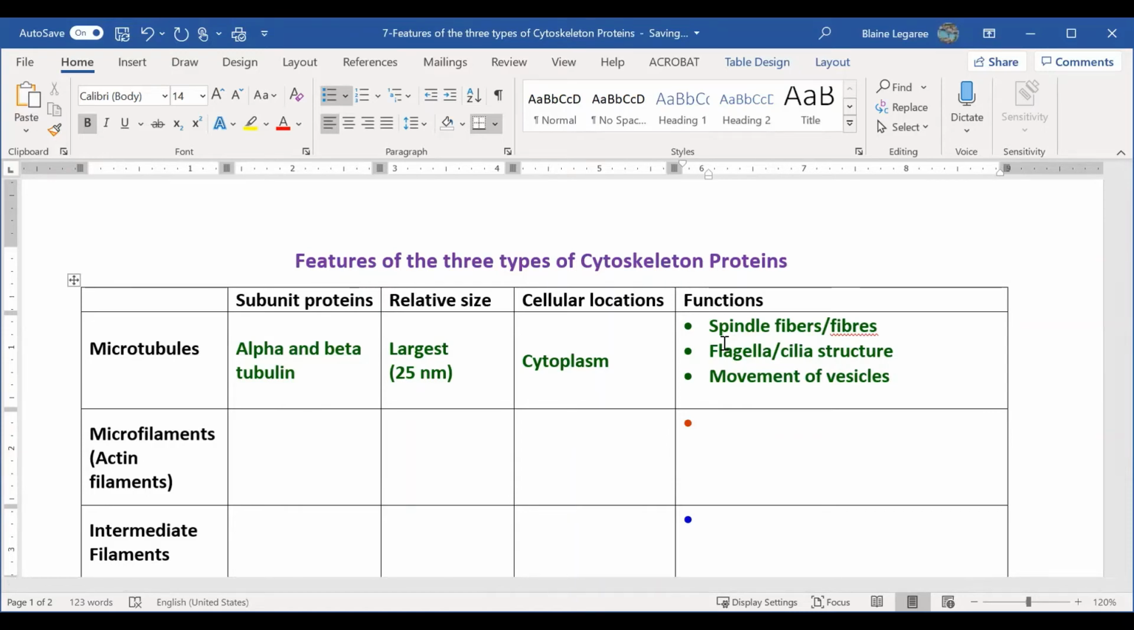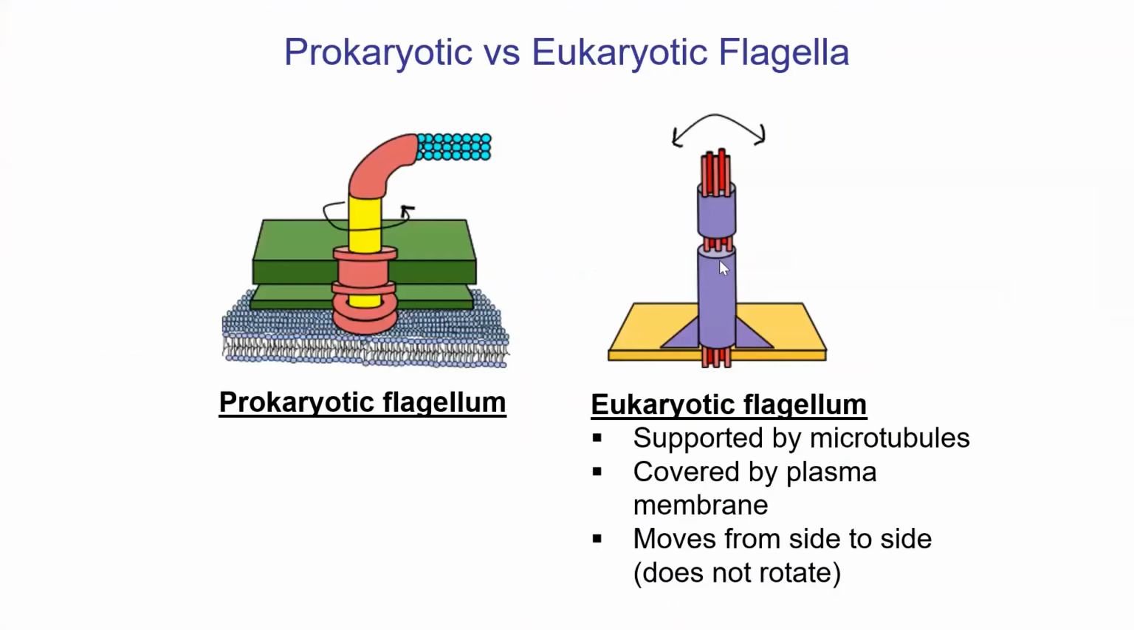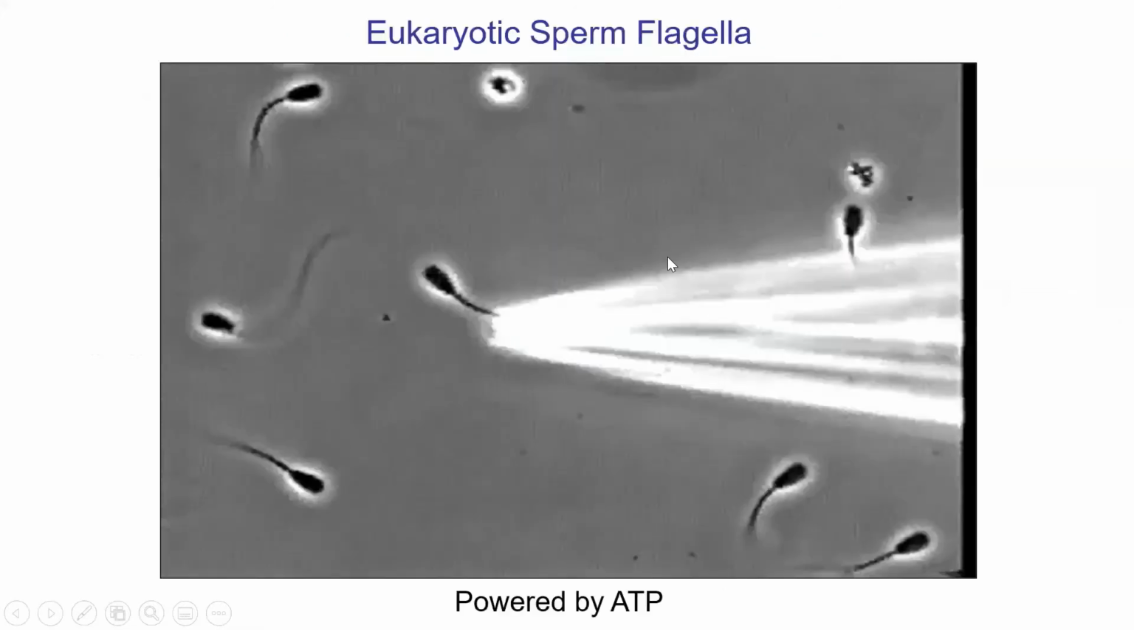So microtubules are very, very important. They help things move around. They help chromosomes move around. They help vesicles move around. And if you have a flagella or a cilia, they also help you as a cell move around wherever you're going. There are other things that microtubules do, but those are the big ones.